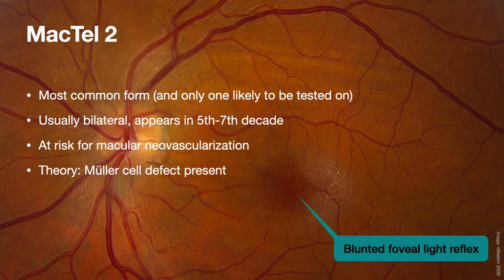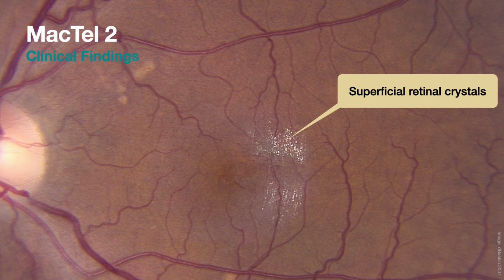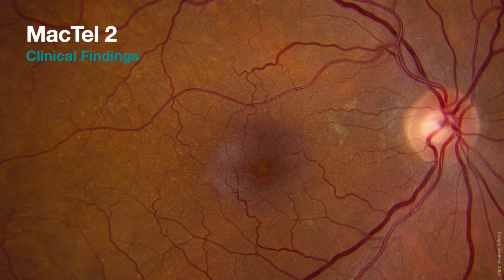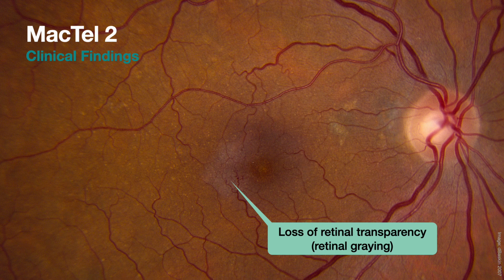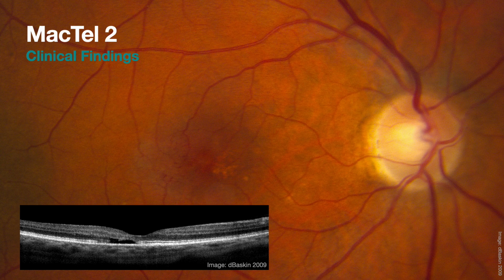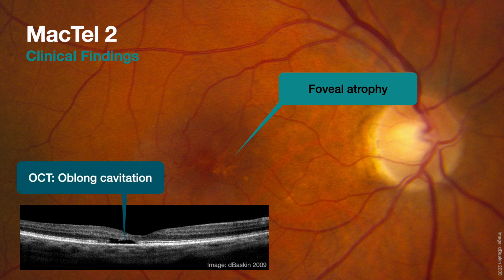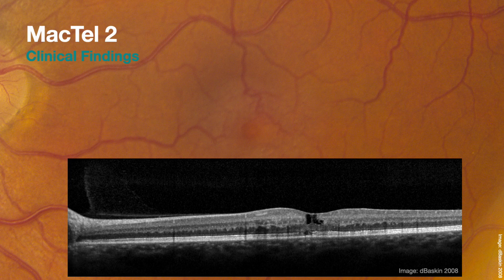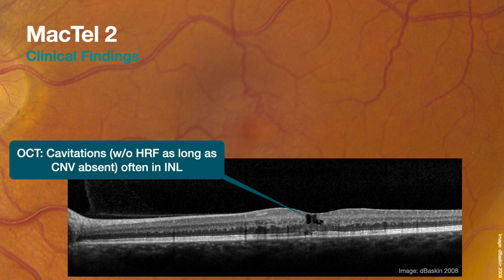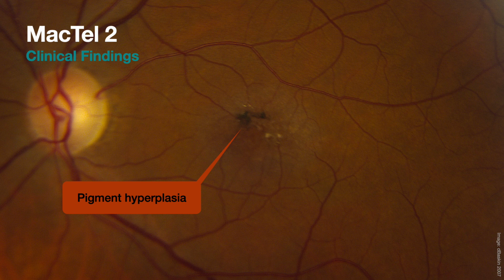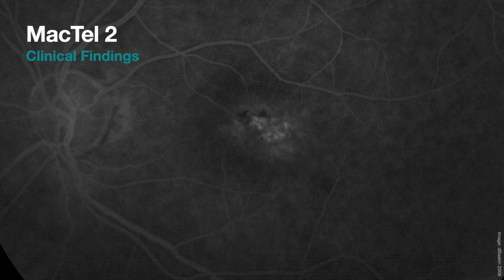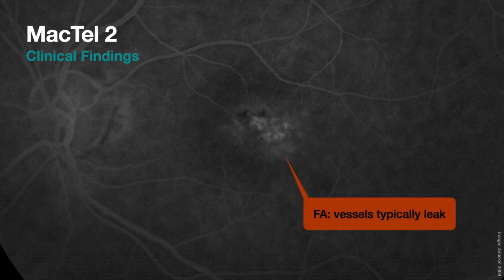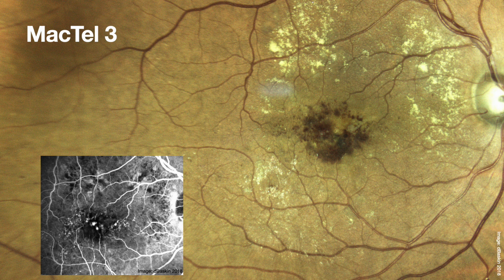There's a blunted foveal light reflex, superficial retinal crystals. Here's those retinal crystals again. Mildly ectatic capillaries. Here you see some loss of retinal transparency, kind of looks gray. Here you see some pigmentary changes, loss of ellipsoid zone, foveal atrophy, this cavitation in the outer retina. Inner retina with ILM drape, some focal ellipsoid zone alterations, and here's some pigmentary hyperplasia. And they kind of stain and leak a little bit. It's not a clean picture typically.